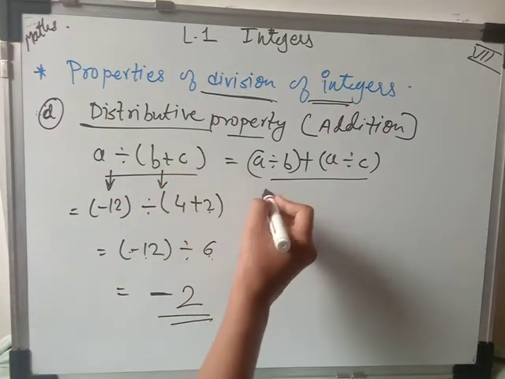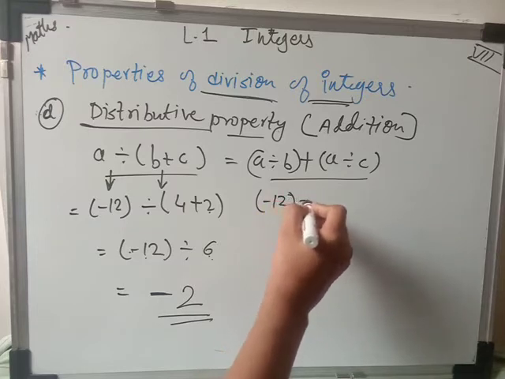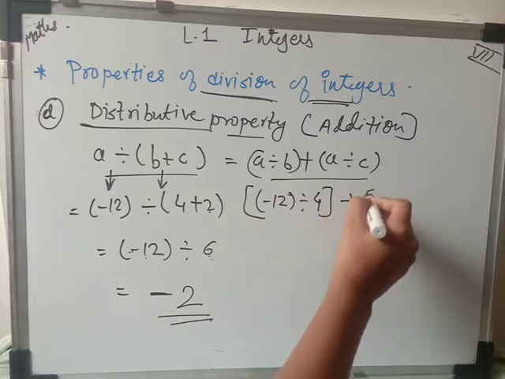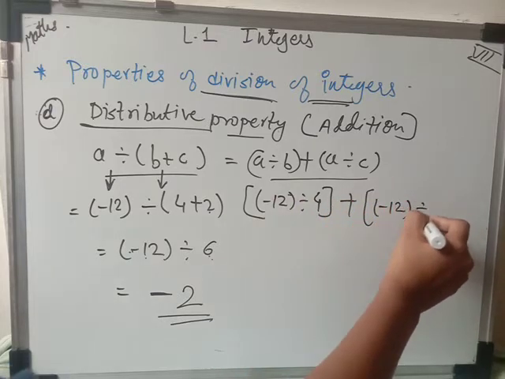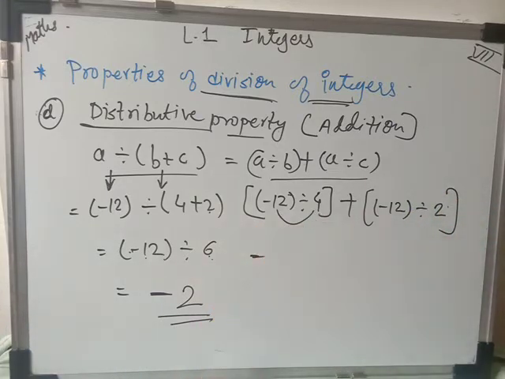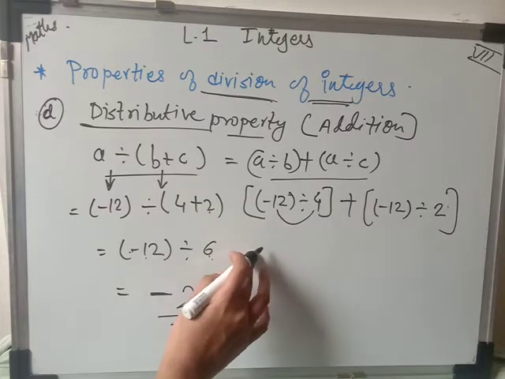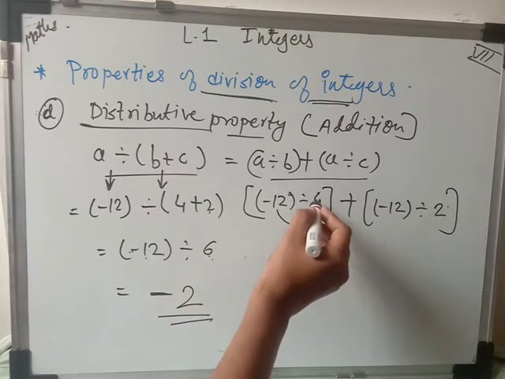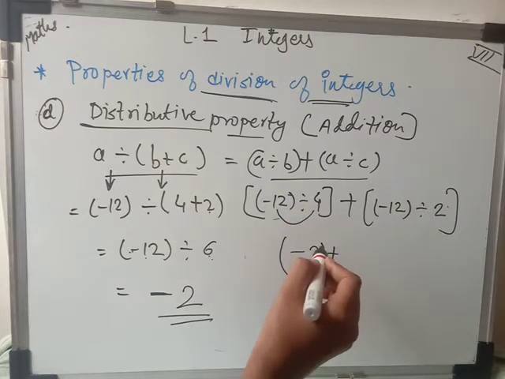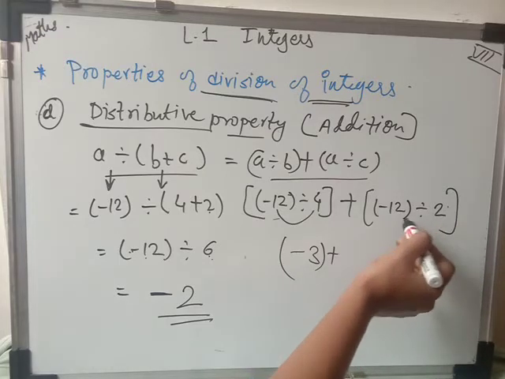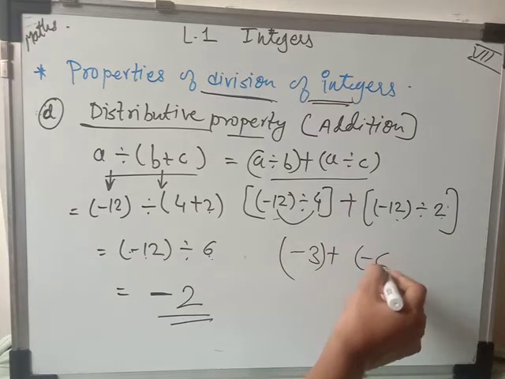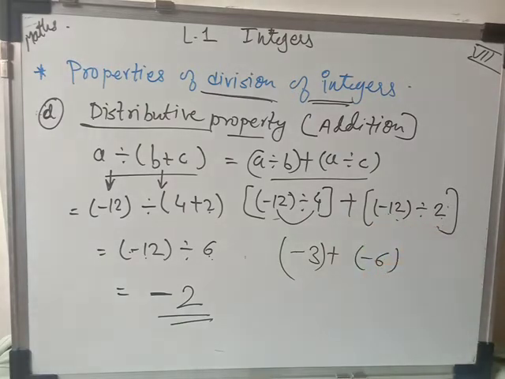In place of a, we have taken minus 12, divided by b, which is 4, plus a again, minus 12 divided by 2. Now one positive and one negative integer is there, so the quotient will be negative. 4 threes are 12, so minus 3, plus, 2 sixes are 12, so here will come minus 6, because one negative and one positive integer is there.